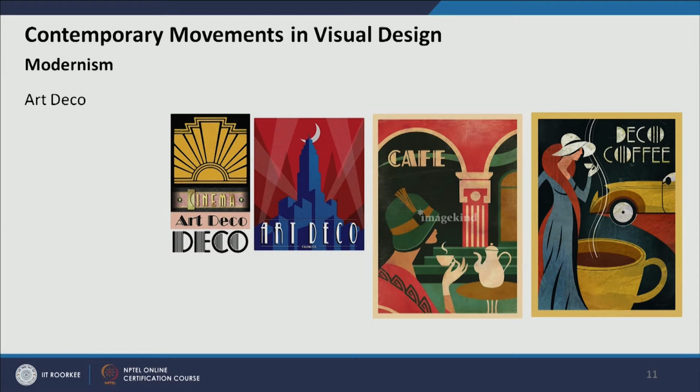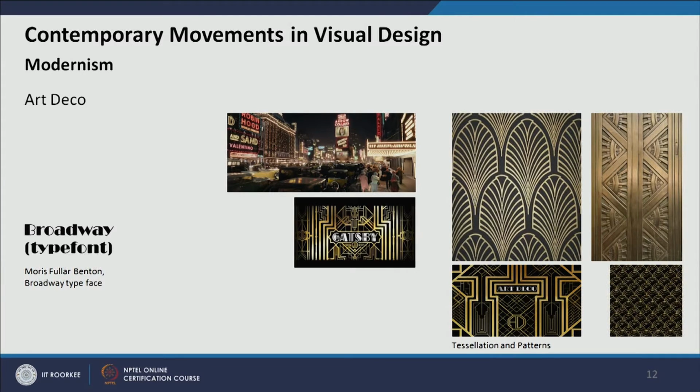But here the Art Deco style, Art Nouveau and Arts and Crafts movement are highly ornamental. A lot of ornamentation is added here, but still you can see they are depicted in terms of geometric abstraction. There is the Broadway typeface, which was developed by Morris Fuller Benton.